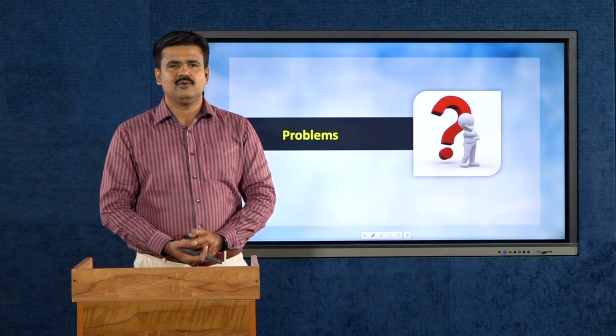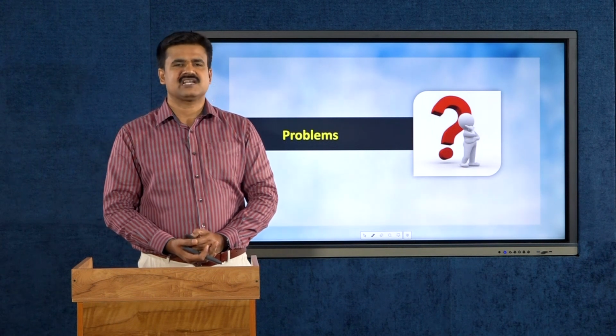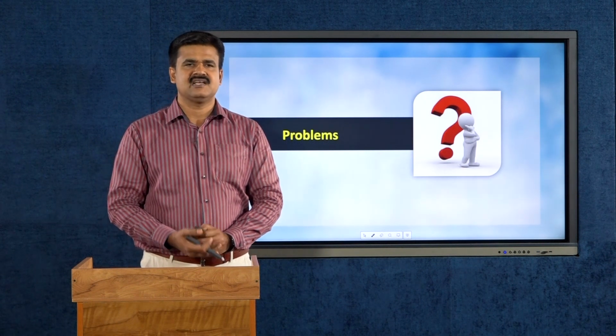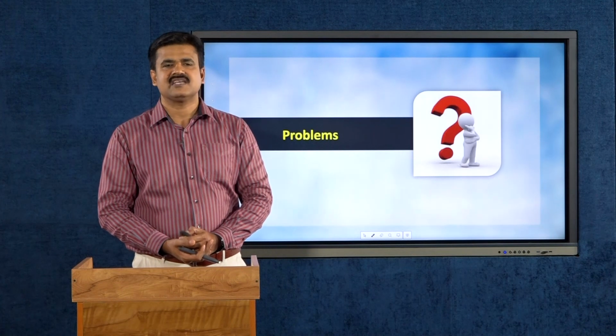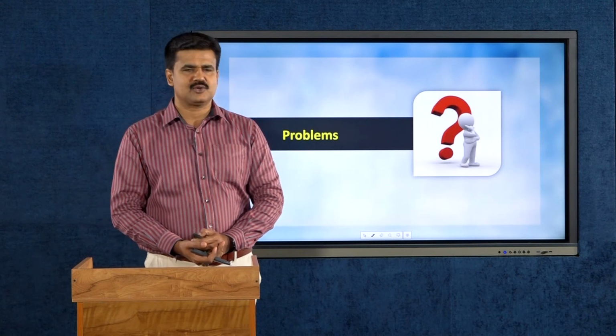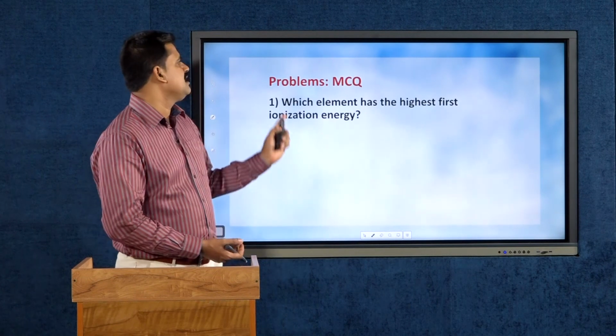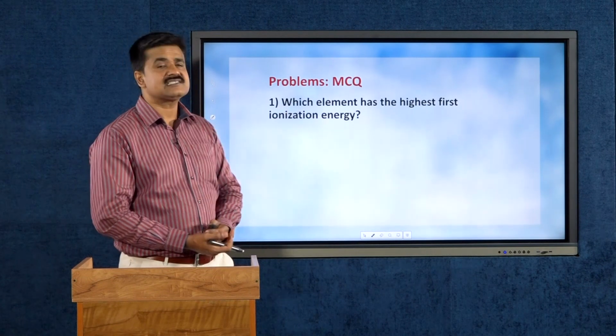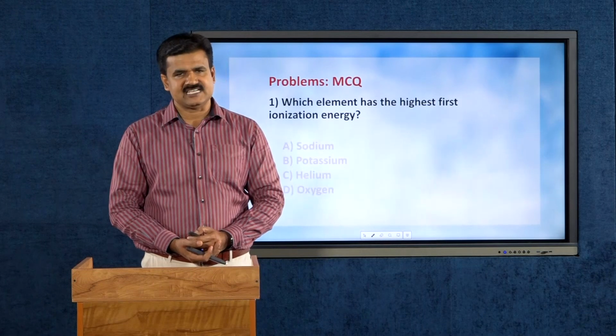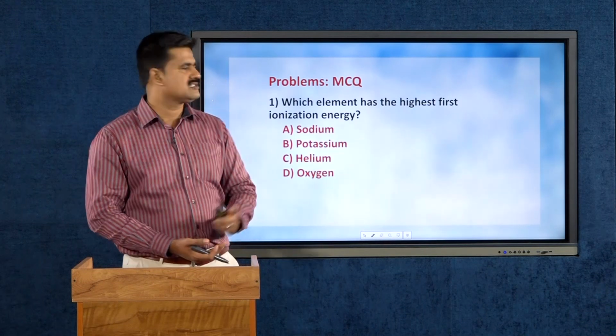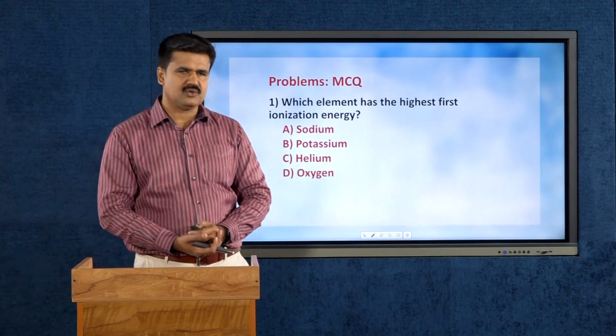Now, some problems based on the concept we have discussed, that is ionization energy as well as electron gain enthalpy or electron affinity. This is the first MCQ. Which element has highest first ionization energy? These are the options: sodium, potassium, helium and oxygen.